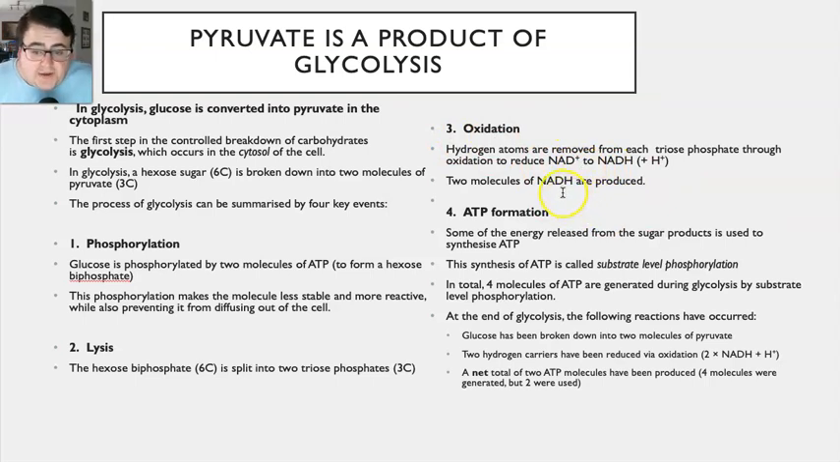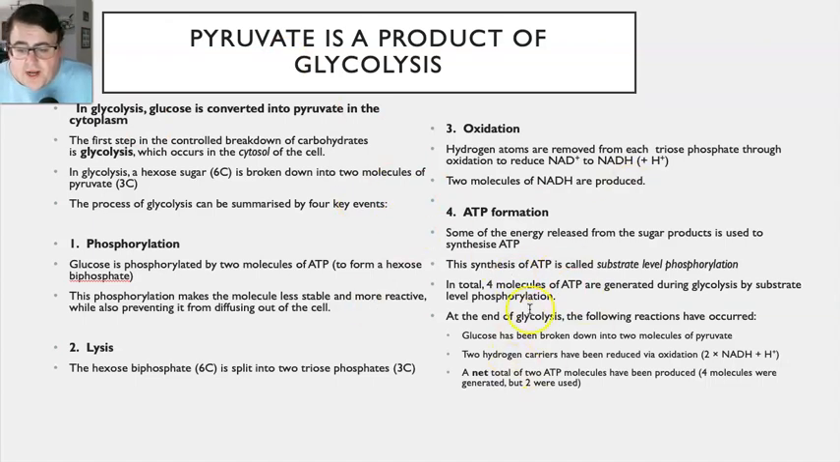We then go into ATP formation. So some of the energy that's released from these sugar compounds in the last 3 steps is used to physically make ATP. And we call this synthesis of ATP substrate level phosphorylation. In total, through all of these processes, and through substrate level phosphorylation, we create 4 molecules of ATP. But we say glycolysis produces 2 molecules of ATP.